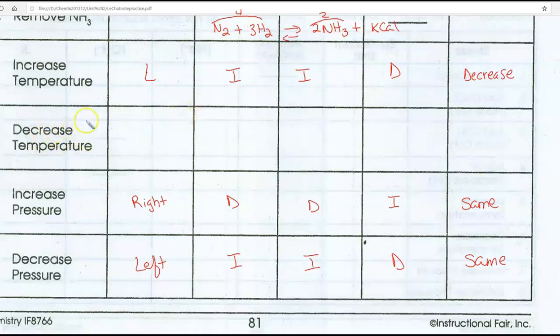If I decrease the temperature, it's like reducing a product. If I reduce the product, I've got to make more product, so it's going to go to the right. You're going to see your two reactants go down. Your product is going to increase, and what's going to happen to your constant? It's also going to increase. It does whatever your product does. That's the easiest way to learn how to do that one.